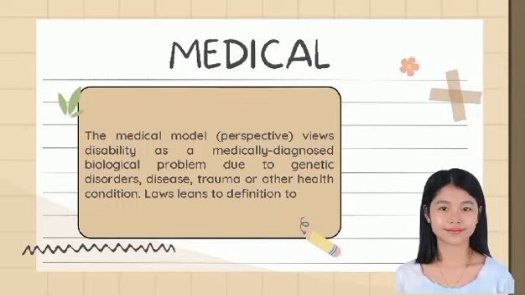The medical model perspective views disability as a medically diagnosed biological problem due to genetic disorders, disease, trauma, or other health conditions. The medical model holds that disability results from an individual person's physical or mental limitations and is largely unconnected to the social or geographical environments.